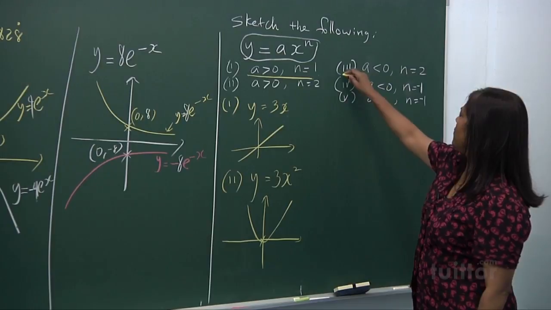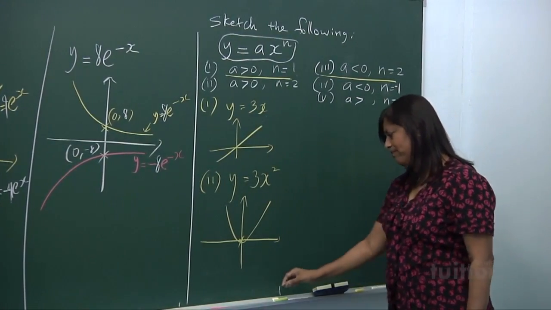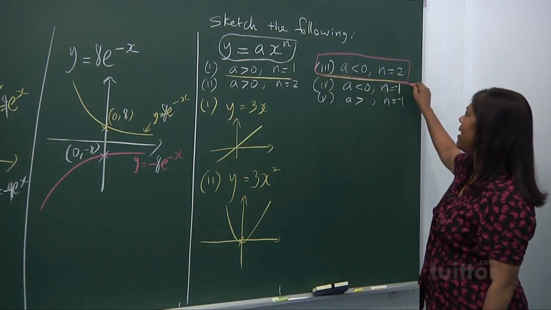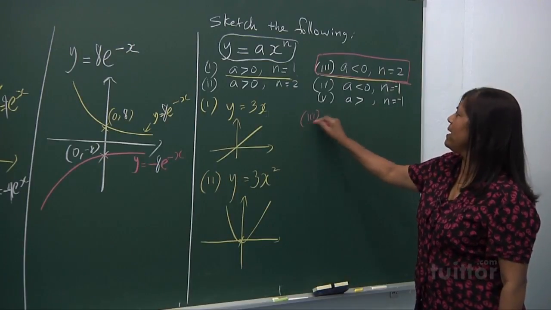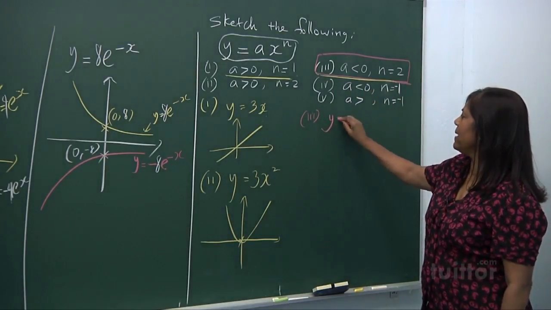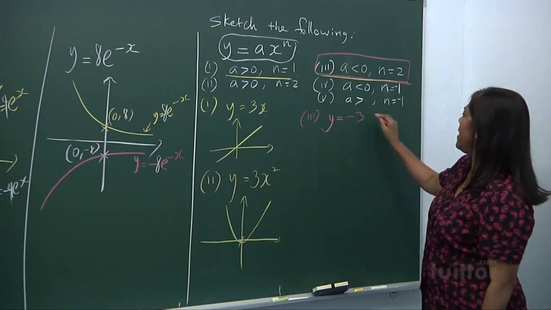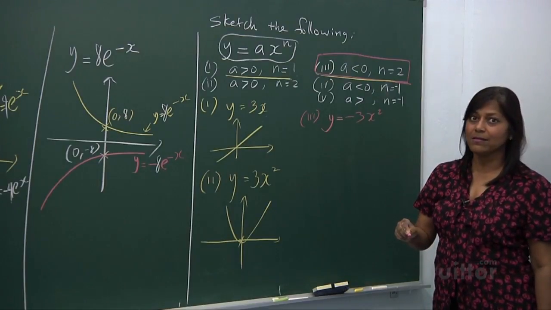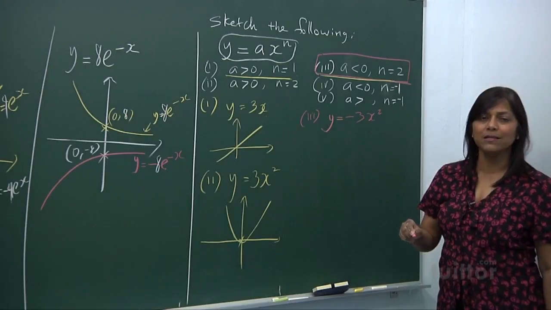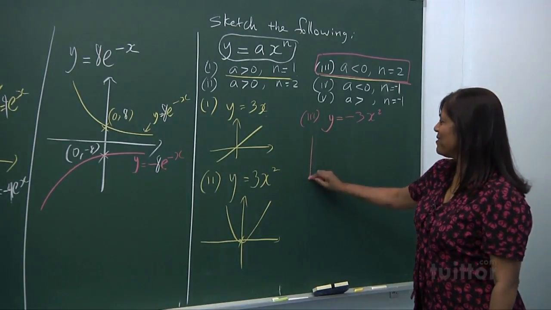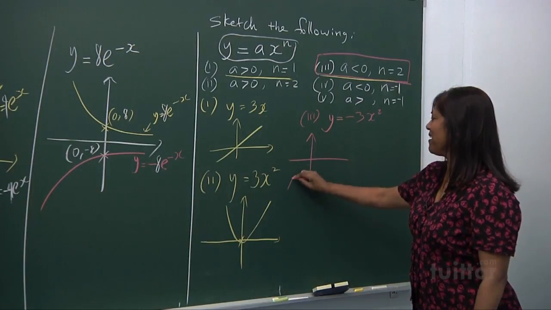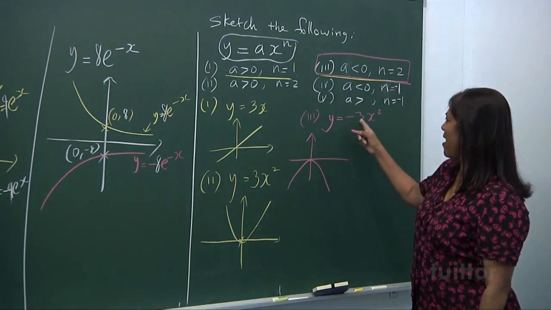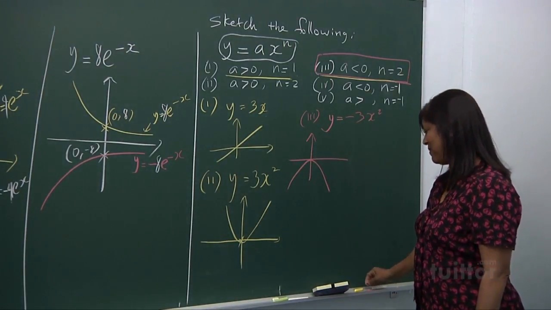Now what happens if a is less than 0 and n is still 2? What will it be? A is less than 0, take a number like minus 3, and x squared. What's the shape of this? Remember, it's a frown, a mountain. So the shape of the graph will be like that. When x is 0, y is 0. So this is y equals minus 3x squared.